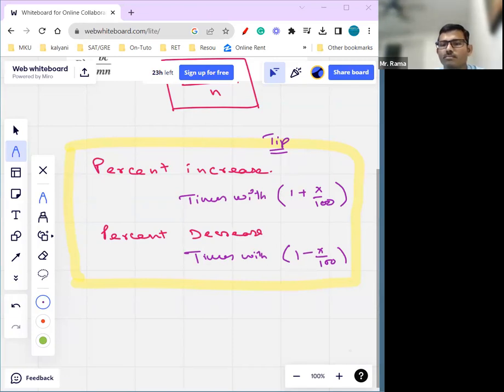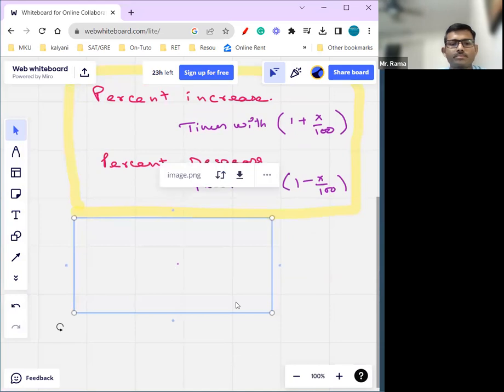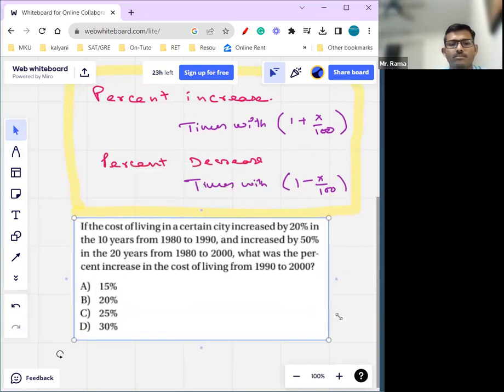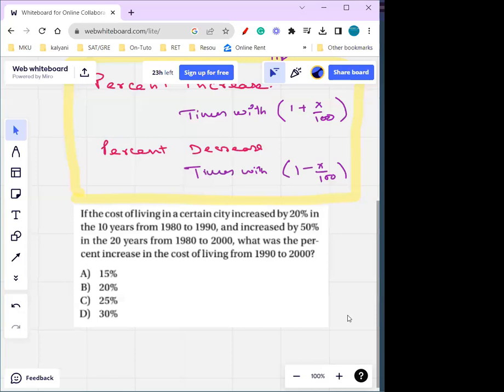Okay. All right, let me put a question quickly here. There we go. Let's see, any volunteer? Anya, can you please read this one for us? If the cost of living in a certain city increased by 20% in the 10 years from 1980 to 1990 and it increased by 50% in the 20 years from 1980 to 2000, what was the percent increase in the cost of living from 1990 to 2000?